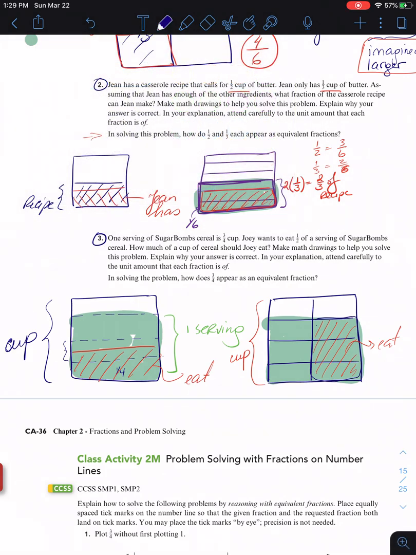What size pieces are we looking at here? Well, for each one of these pieces you need 8 of them to fill the whole. So we're looking at 8ths. And how many of them does Joey eat? So we have 3 8ths.